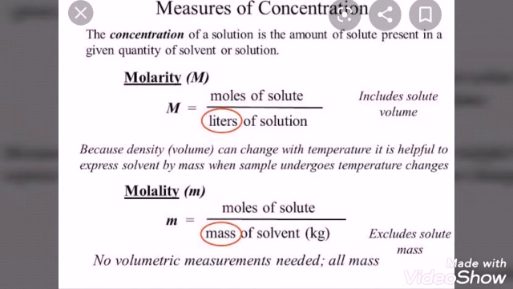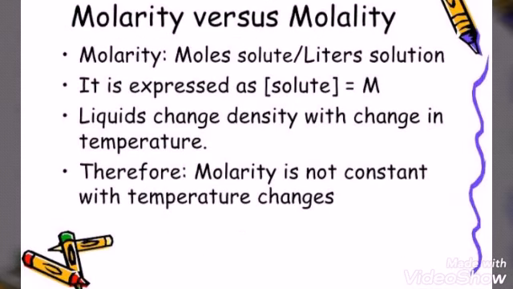Now let's compare molarity and molality side by side. In the molarity formula, liters of the solution or volume of the solution is given, whereas in the molality formula, the mass of solvent, that is W1 in kg, is given. So moles of solute is similar in both the formulas. Now let's start the comparison.